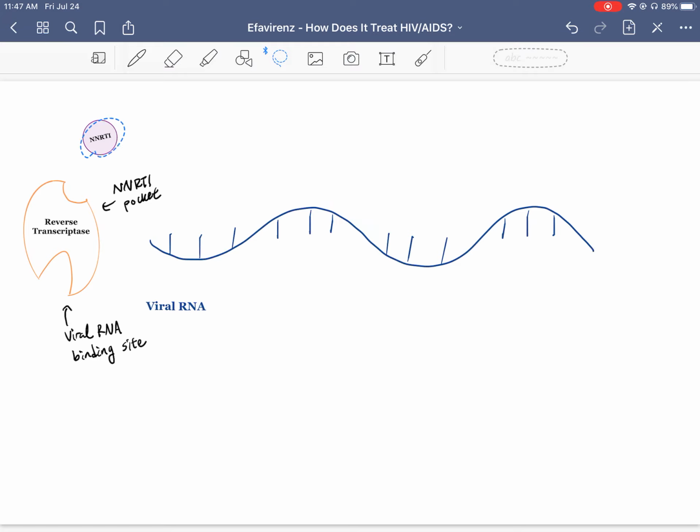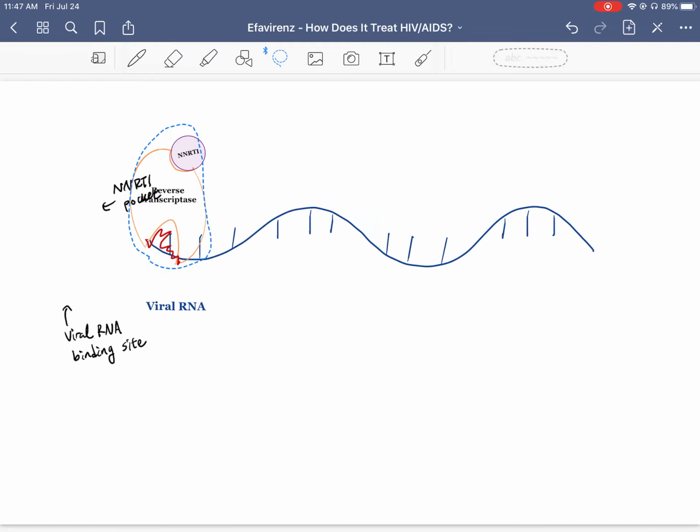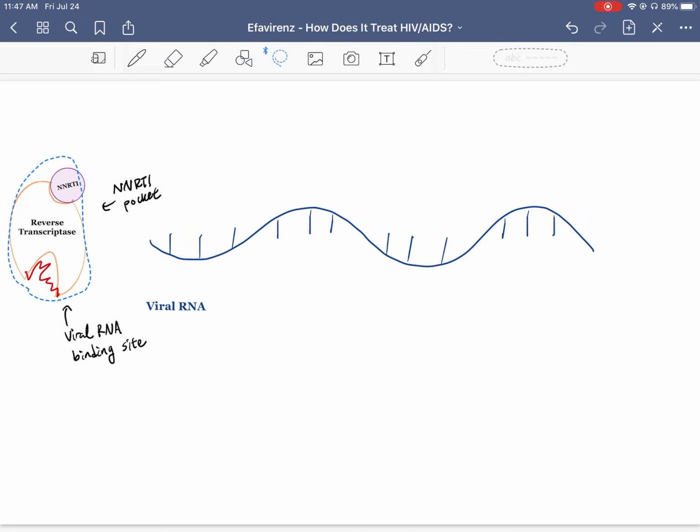Efavirenz binds to the reverse transcriptase, and this causes the reverse transcriptase to change shape, and more importantly, changes the shape of the active site that binds to the viral RNA. The change in shape of the reverse transcriptase after the efavirenz binds to the enzyme is significant enough that the reverse transcriptase can no longer bind to the viral RNA. Thus, the viral RNA is blocked from being converted to the proviral DNA that would then hijack our host cell's DNA.